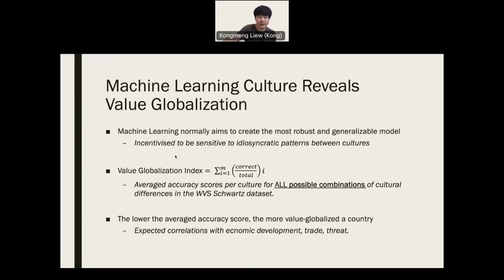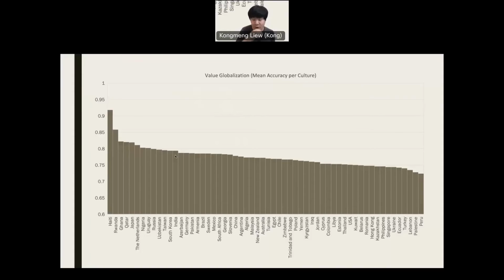Before we look at correlations, this is just a visualization of how globalized the countries are. Here, a lower score means that the model, on average, wasn't able to classify those countries very well, which means they seem to be more connected to the global environment. Whereas a higher score means the model had no difficulties classifying the data, which means they're more likely to be culturally unique or culturally distinct.